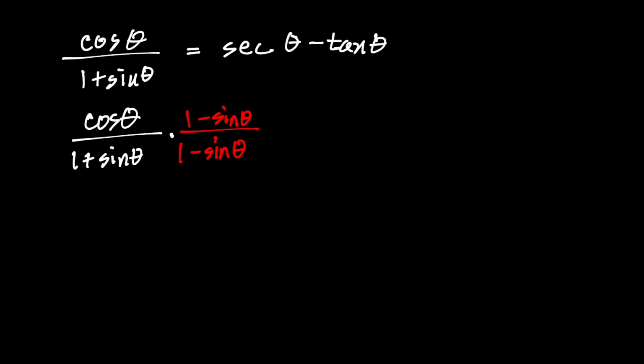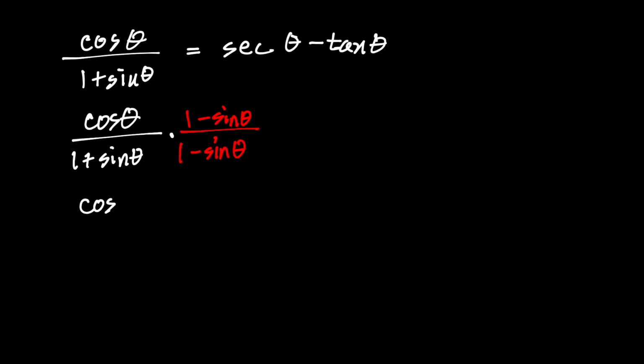So what's going to happen here is, like I said, similar to with our conjugates, when we FOIL this, the bottom, first times first is 1. My outers are negative sine theta. My inners are positive sine theta, so those will add off. And last times last, positive sine theta times negative sine theta gives us negative sine squared theta.